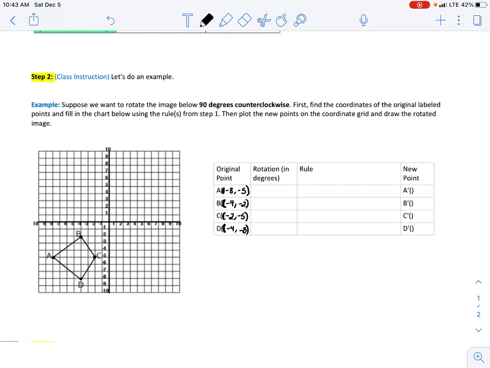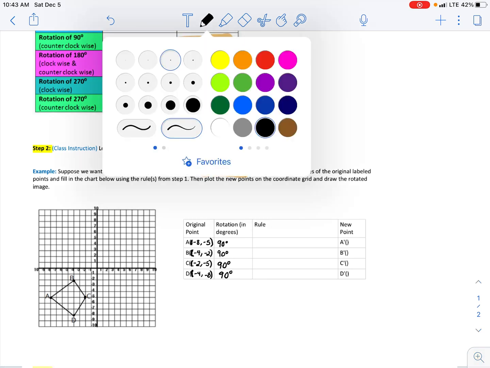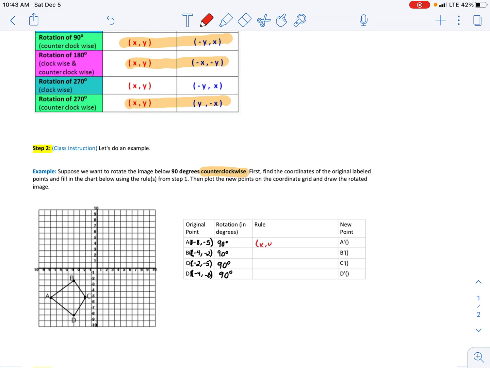Okay, so now I want to say what I'm doing as far as the rotation in degrees. I'm going 90 degrees counterclockwise. Instead of writing it, I'll just highlight that that's what we're doing in the problem. So this is 90 degrees, and again, we're going counterclockwise. All right, so let's look at the rule for that. 90 degrees counterclockwise tells me to take my original point and the new point would be negative y comma x, and this is the general rule that I'm going to apply to all of them here.